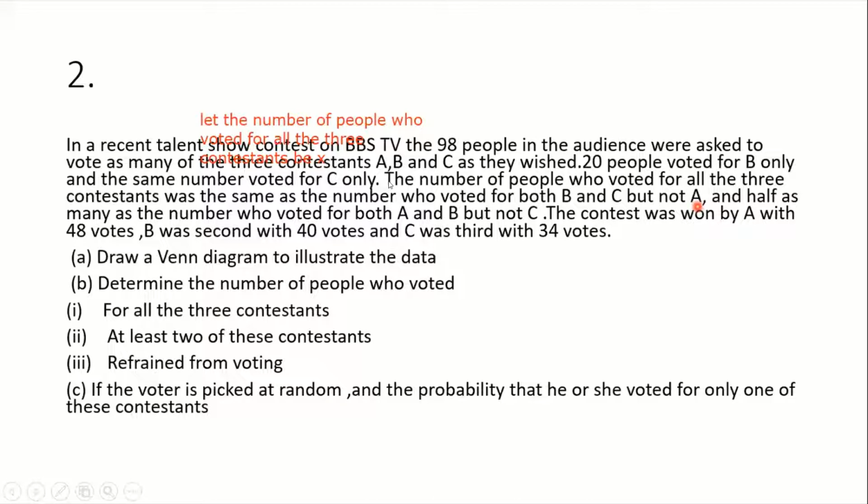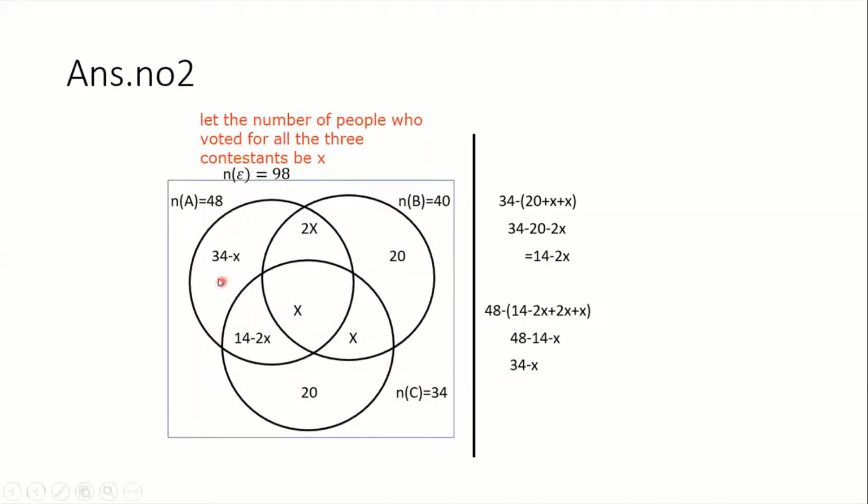So the question is telling us that the number of people who voted for all the 3 contestants was half as many as the number of people who voted for A and B, but not C. That is showing us that in the intersection of A and B, there lies a number that when you multiply the intersection, it will give you the answer.